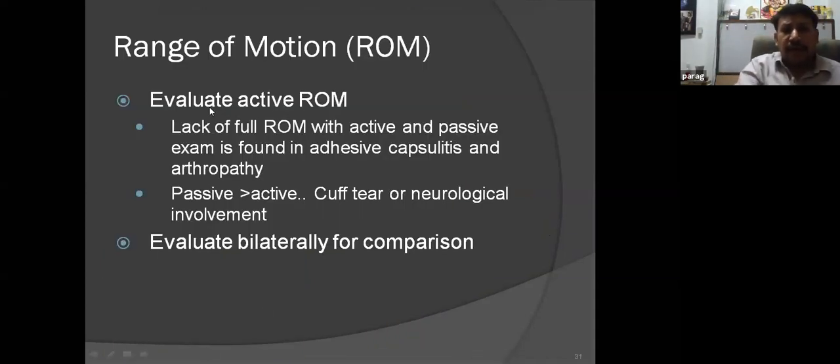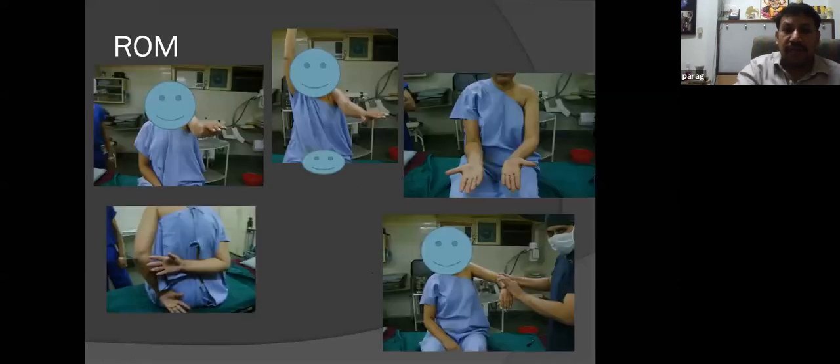So again, evaluate active range of motion. Lack of full range of motion with active and passive exam is usually found in adhesive capsulitis or arthropathies. When you have passive range of motion which is more than active, then usually you are looking at a cuff tear or some kind of neurological involvement. And again, evaluate bilaterally, because you must compare to the other side, which is usually the normal side.